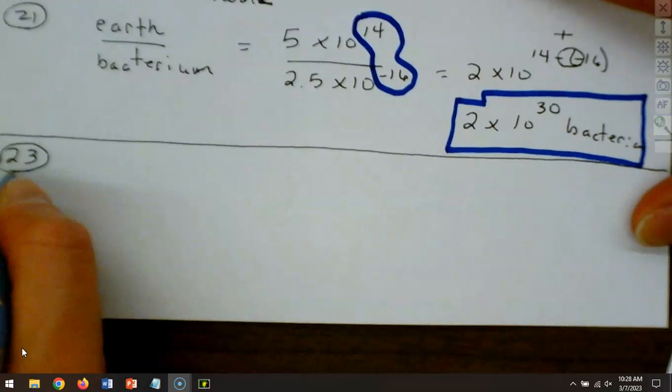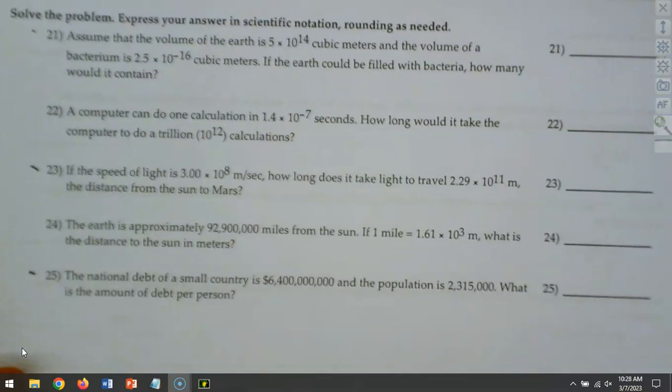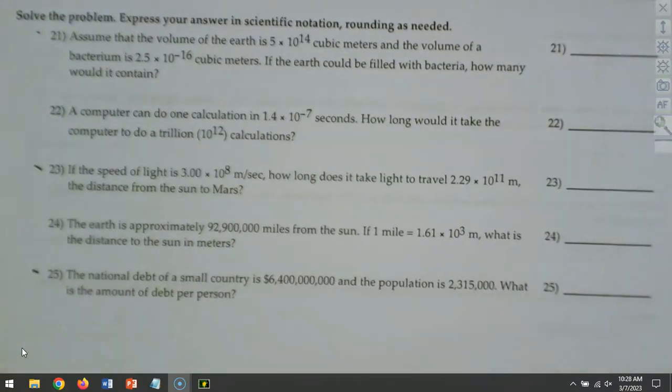23. Speed of light is 3 times 10 to the 8th meters per second. How long does it take light to travel 2.29 times 10 to the 11th meters, and that's the distance from the sun to Mars. Now, if we think about it like this, it should not take light very long to go from Mars to the sun, right? So it should be a fairly small number.